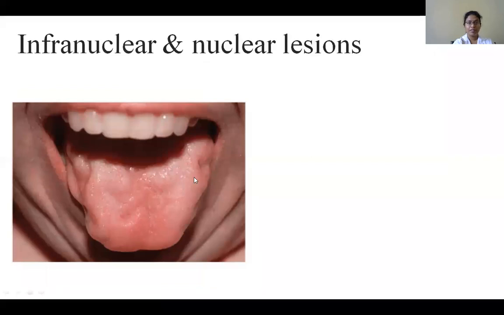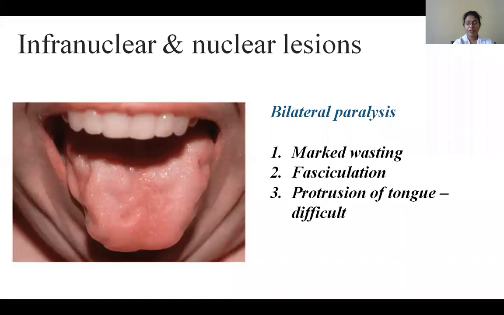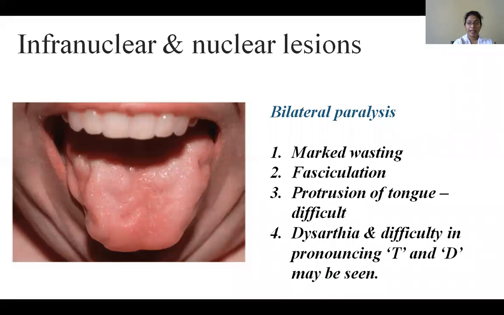This picture is of bilateral paralysis of the tongue. If you observe here, both sides have undergone atrophy. There is marked wasting of the tongue, which is evident by these grooves. There would be fasciculation. Protrusion of the tongue would be difficult because of weakness. And the most important is dysarthria and difficulty in pronouncing T and D. So these two letters the person may have difficulty in pronouncing. These features are present in case of bilateral paralysis of the hypoglossal nerve.